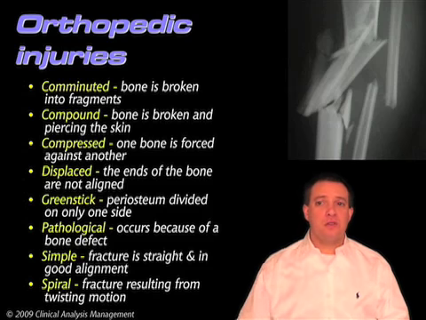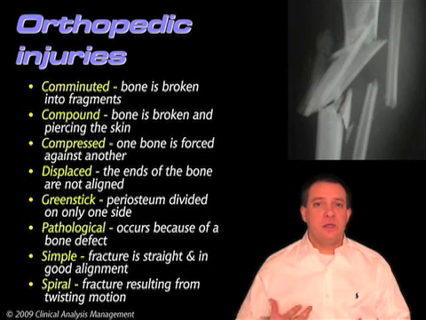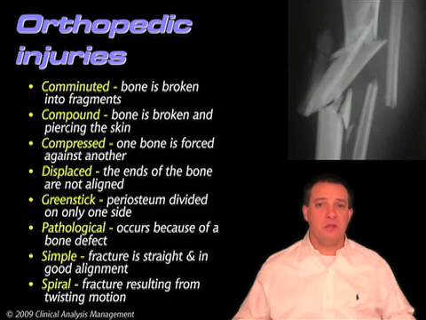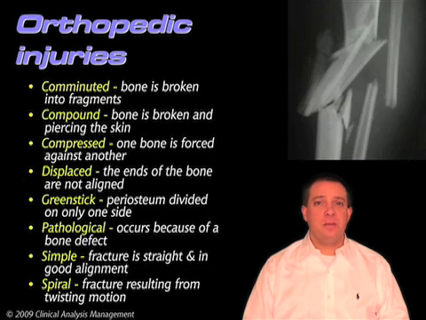Pathologic fractures are fractures that occur because of bone defects. Good examples of pathologic fractures are things like when women are very prone to getting hip fractures when they're postmenopausal, because of deficiencies in calcium and because of the weakening of their bones that comes with osteoporosis.